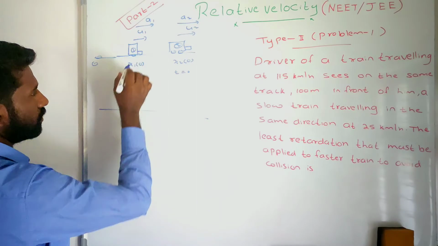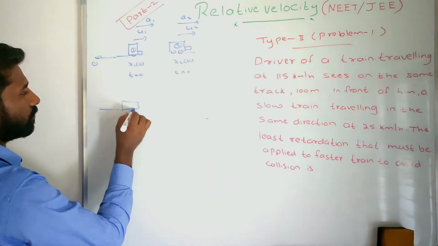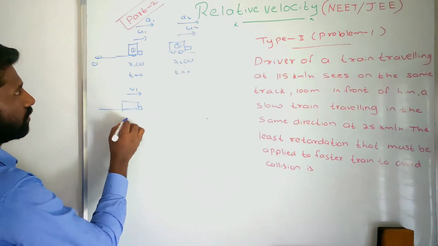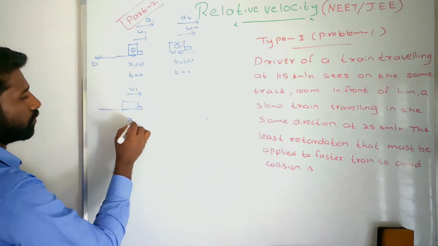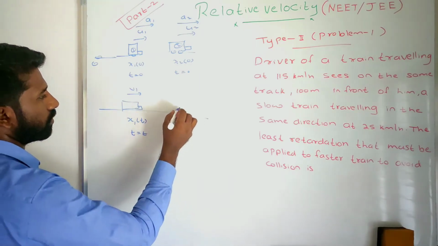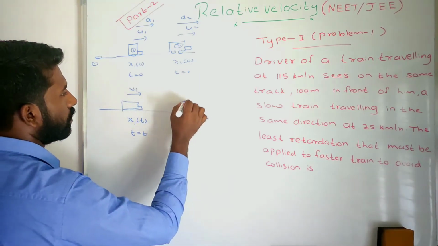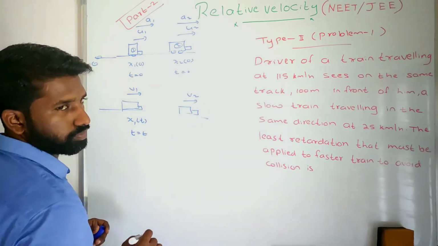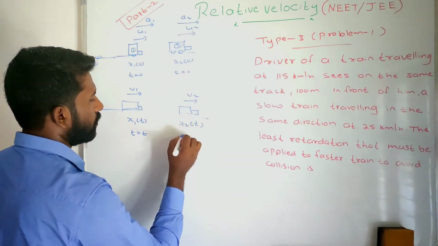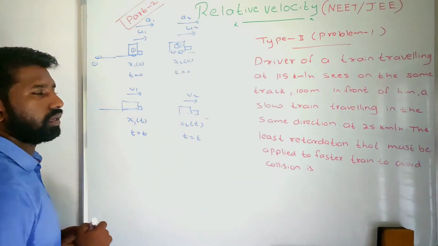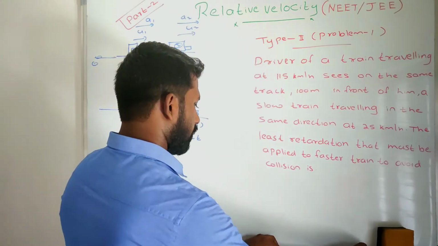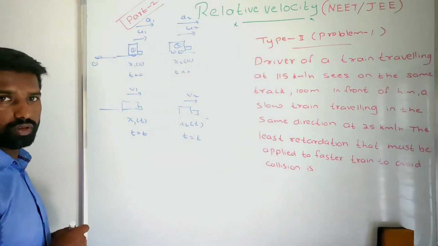So, the velocity changed. The first body's velocity becomes v1 after time t, and its position becomes x1(t). The second body's velocity changes to v2, and its position is x2(t) after time t. Clear? Okay, now we can apply the motion equations.